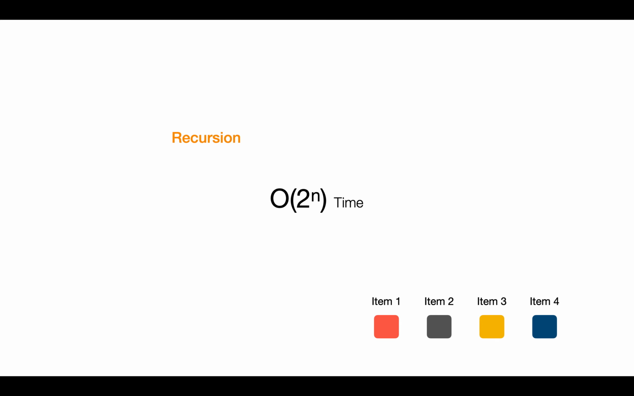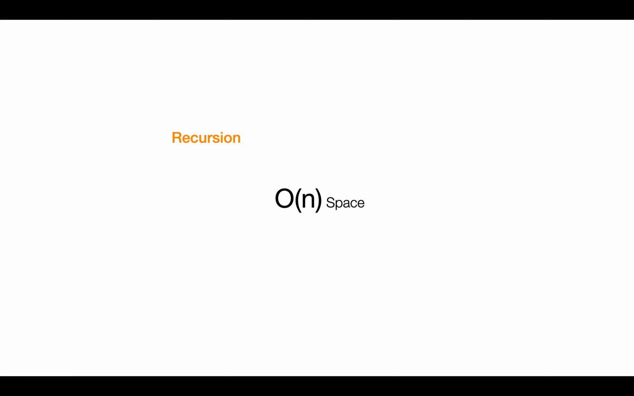Now let's see the space complexity. At maximum, there will be n entries inside the stack. Other than that, we don't have anything, right? So the space complexity is order of n.